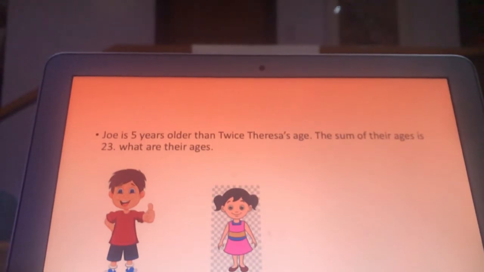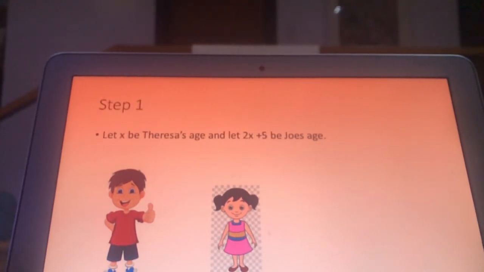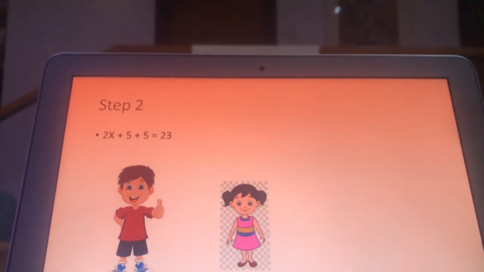Right now, I'm sure you might think that this must be a very easy question. And yes, I do agree. I wanted to start off with a simple question. So, step 1. Let x be Teresa's age and let 2x plus 5 be Joe's age. I wrote this because, as I said earlier, step 1 was to identify the variables. Then step 2, we substitute. 2x plus 5 equals 23.